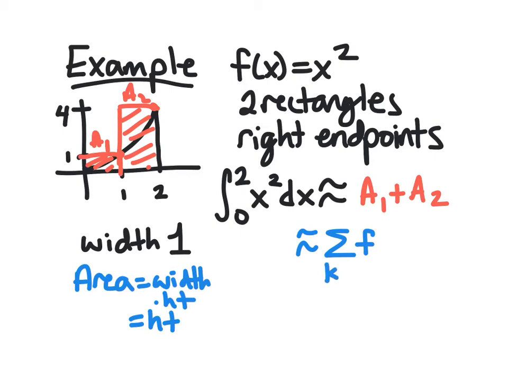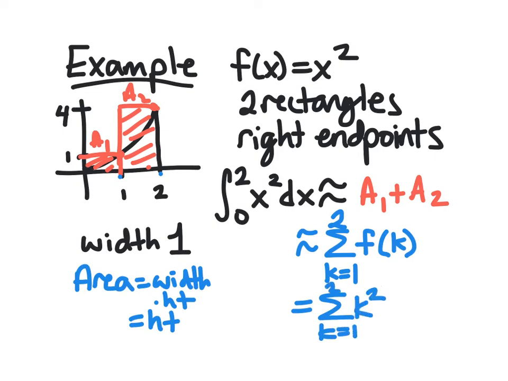So we have 2 different areas, so I should be doing k equals 1 and k equals 2 for my different areas. And then in this case, I'm literally plugging in 1 and I'm plugging in 2 because my width is 1. And so this is actually just straight up f of k. I'm plugging in k to x squared, and so I get the sum from k equals 1 to 2 of k squared, and then we can just see this is 1 squared plus 2 squared, which is 5.